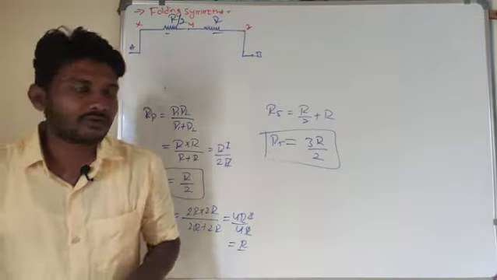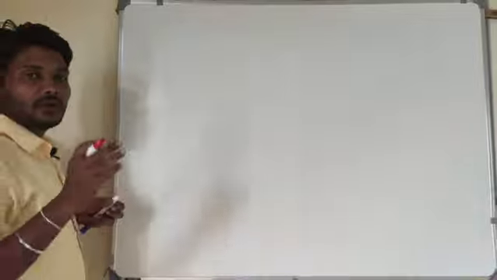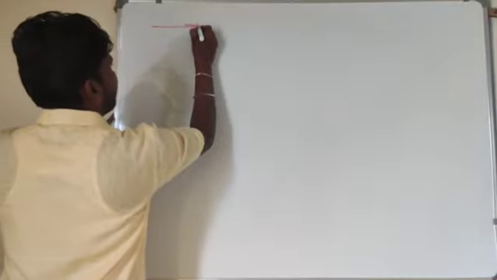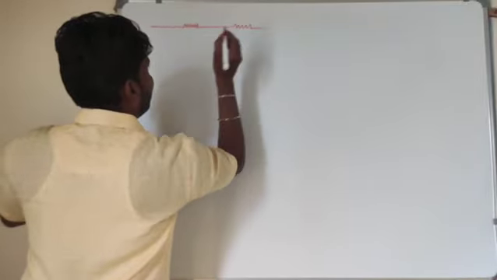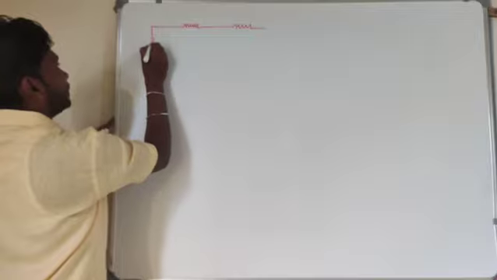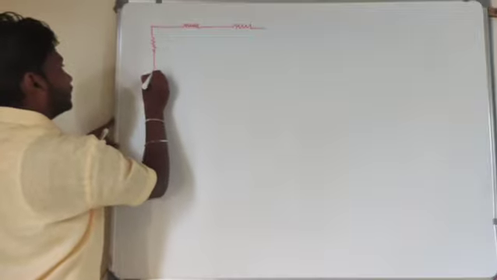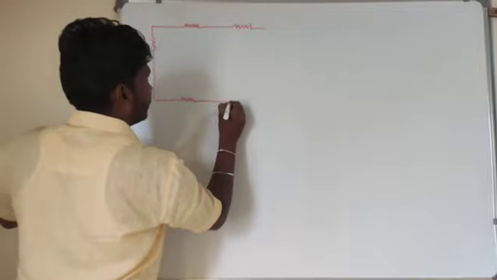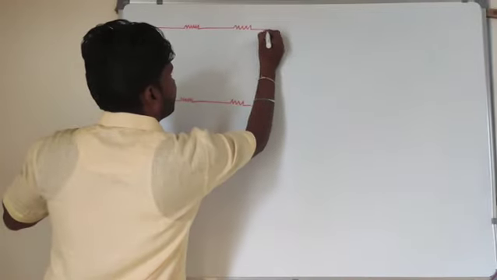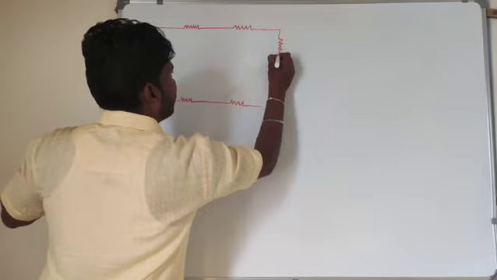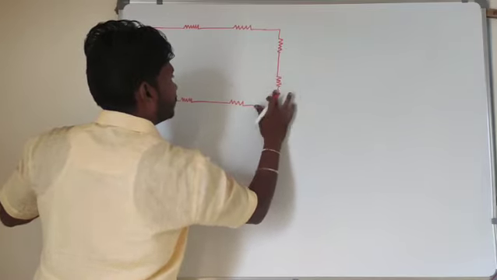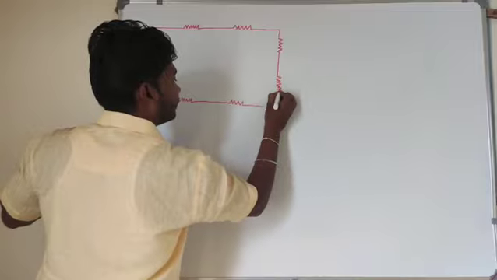Let me solve one complex circuit. We'll look at another example related to folding symmetry. For example, I will draw one circuit here. So this is one circuit. In this circuit, I want to find the effective resistance between two points.